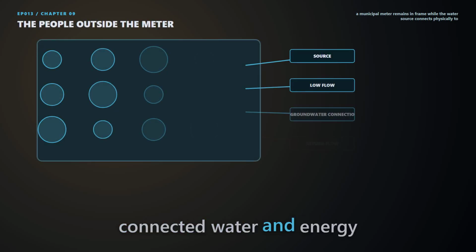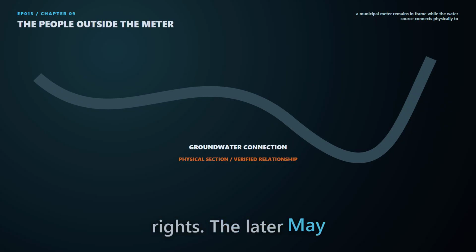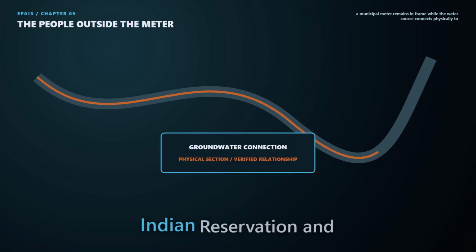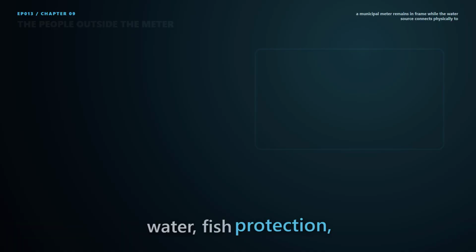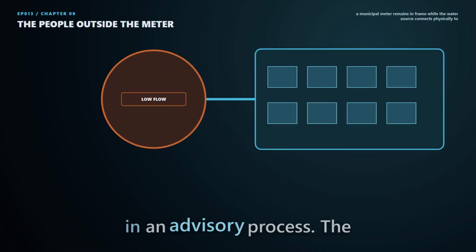Representatives connected water and energy decisions to salmon, first foods, and treaty rights. The later May summary recorded similar concerns from the Confederated Tribes of the Umatilla Indian Reservation and CRITFC about sovereignty, water, fish protection, and peak electricity demand. These are institutional concerns in an advisory process.